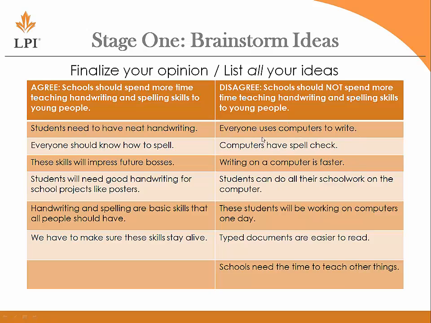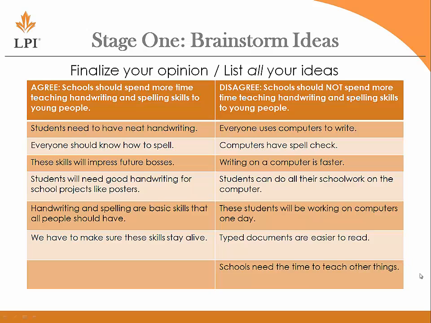Now, I looked at all the brainstorming ideas I came up with, and I see two important things. First of all, I have more ideas for the disagree side, which is that schools should not spend more time teaching handwriting and spelling skills to young people. And I'm also noticing that the vocabulary and sentence structure for the disagree side is a little simpler. So, for these reasons, I'm going to choose to disagree with the question even though I actually agree with it.